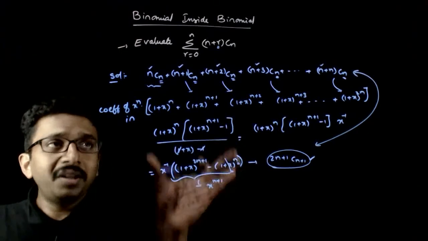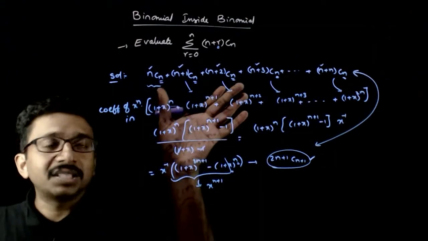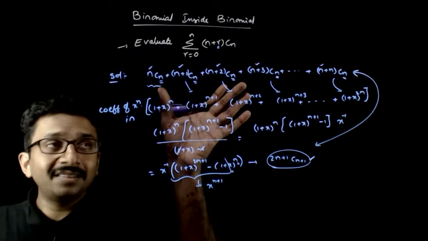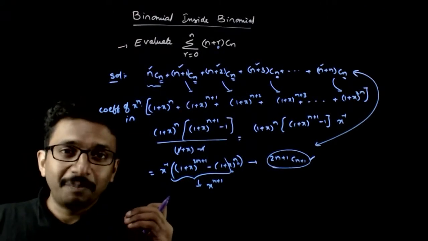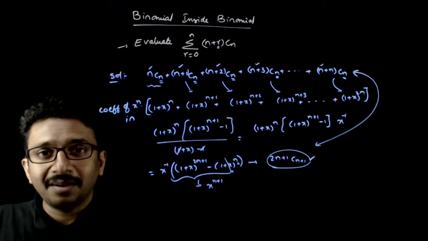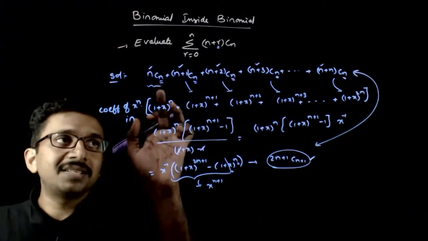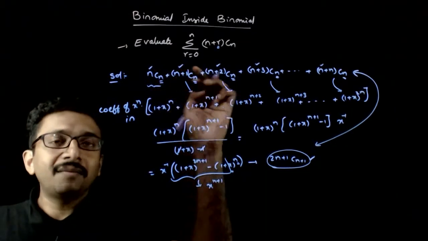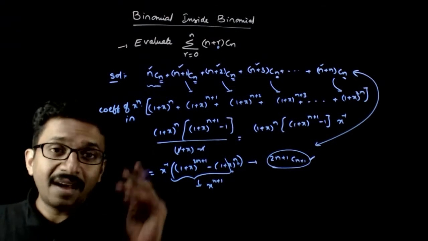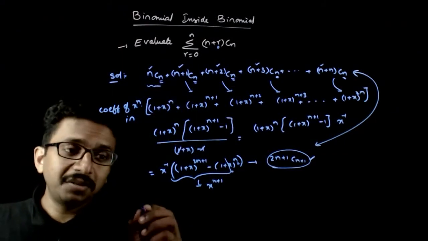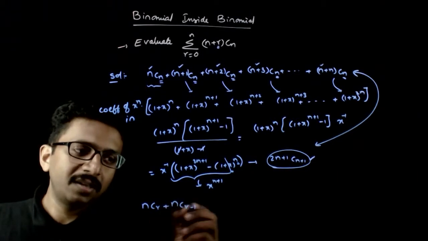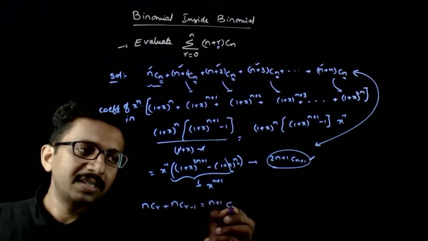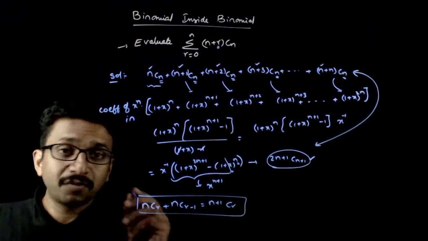This is not the only way to do this question. We have already done a question like this in our properties of binomial coefficients topic. This is a sequence where the n value is increasing. So we have done this question using the formula nCr plus nC(r-1) is equal to (n+1)Cr. You can also use this formula and do this question.